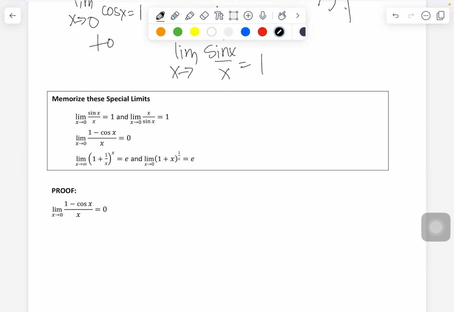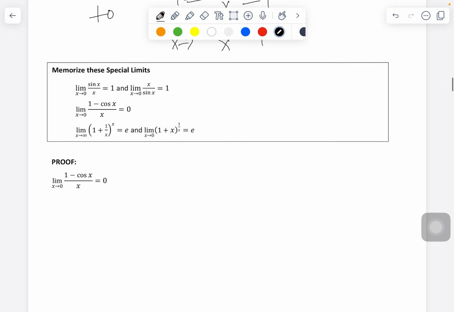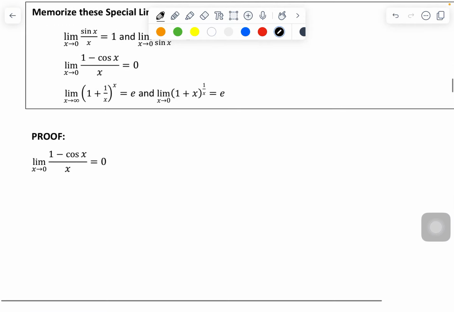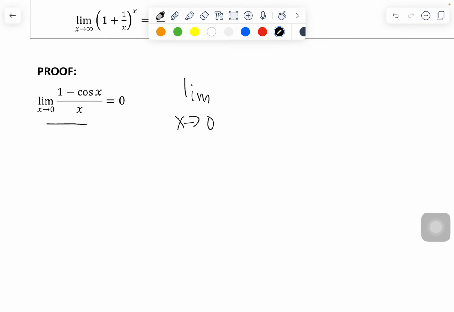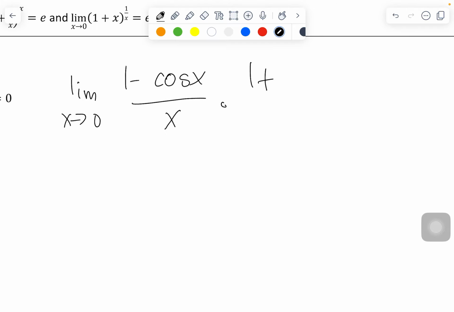And then here are some special limits you'll have to memorize. We'll talk about this more in the future with L'Hopital's rule, but just memorize these limits. And this is technically an indeterminate form. We'd usually solve this with L'Hopital's rule, but another way we can do this is multiplying by the conjugate.